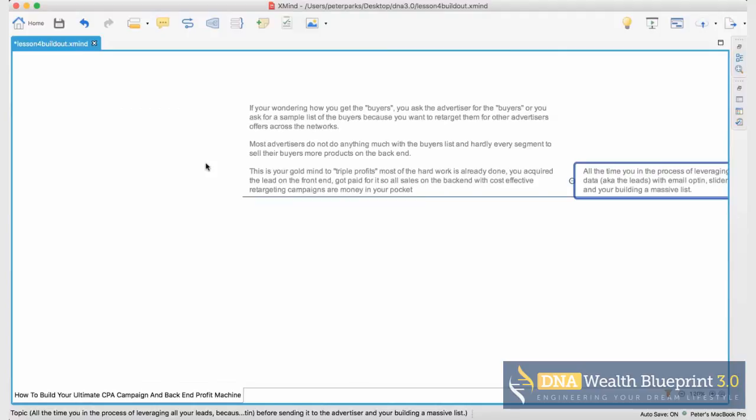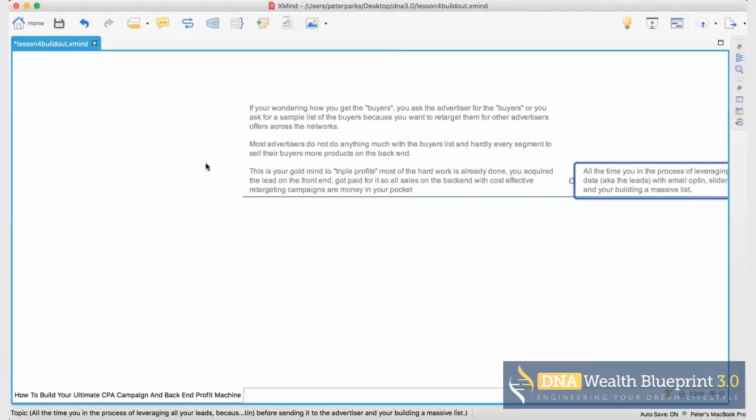So if you're wondering how to get buyers, there are a couple of different ways. You can ask the advertiser for a small sample of the buyer data, because you want to be able to retarget those buyers for the advertiser, since the advertiser usually has more offers across the network. If a buyer has bought something from the advertiser, 8 times out of 10, most advertisers don't do anything with the buyers list. And that's just a fact.